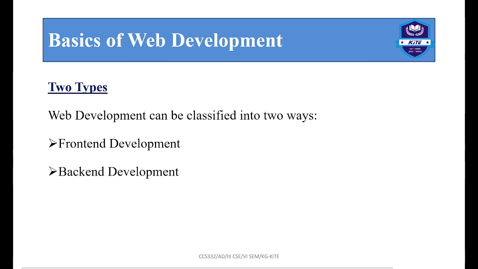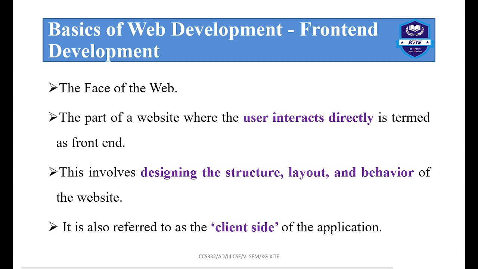Next, it is classified into two types. The first one is front end development and the second is back end development. Initially we'll move on with front end development. As it is represented, the front end is the face of the web, where the user can interact directly with the web pages. He or she could give the input and retrieve the output. So it is visible to the user.